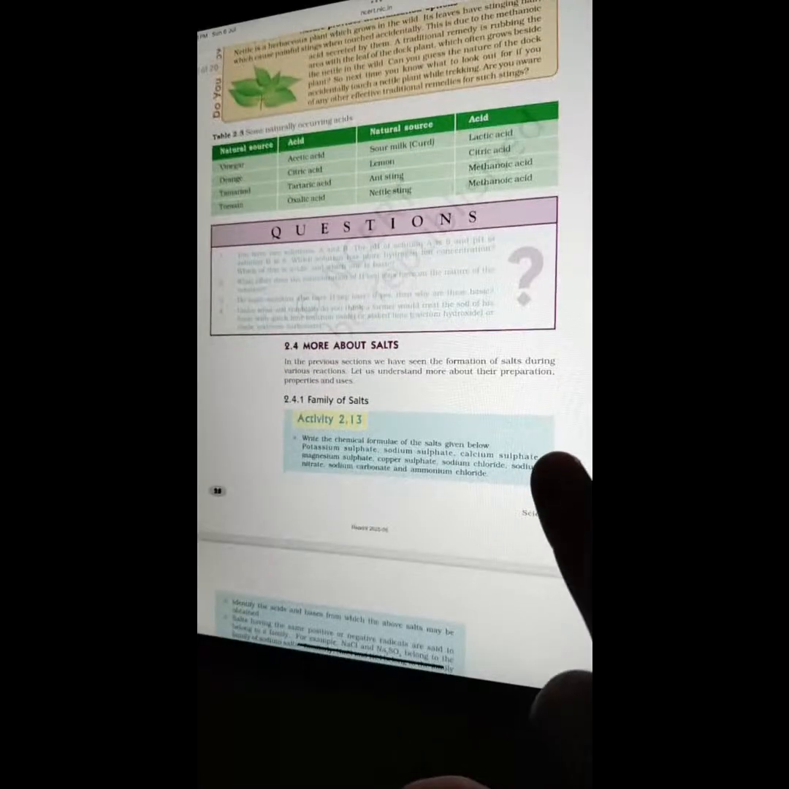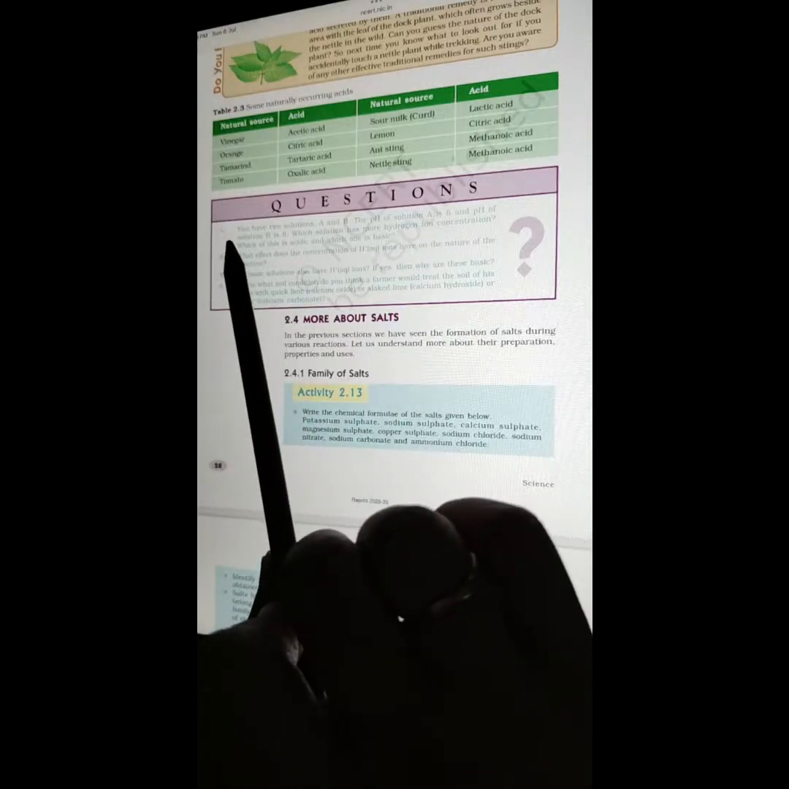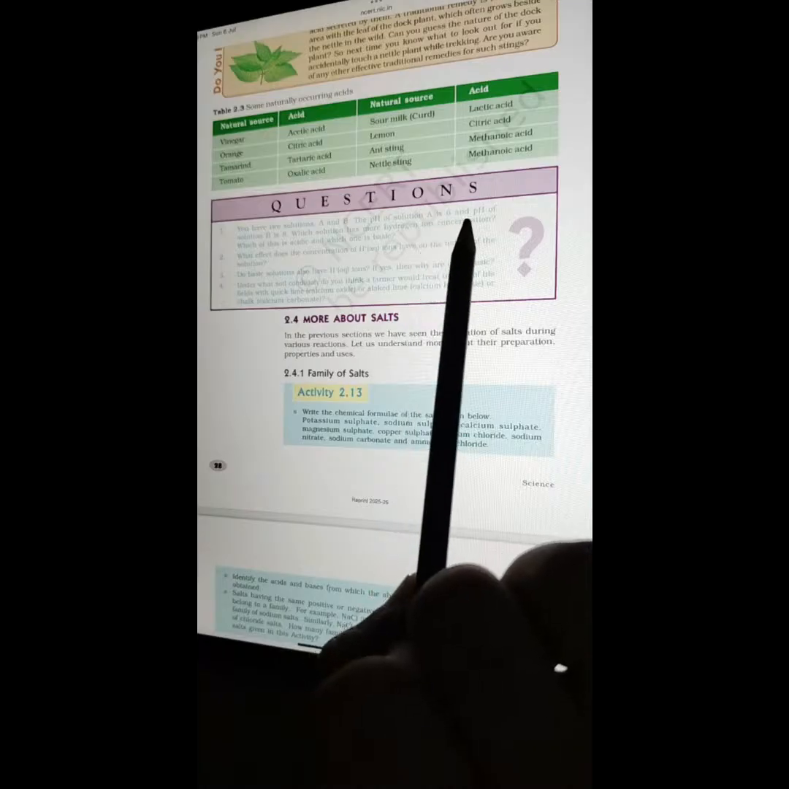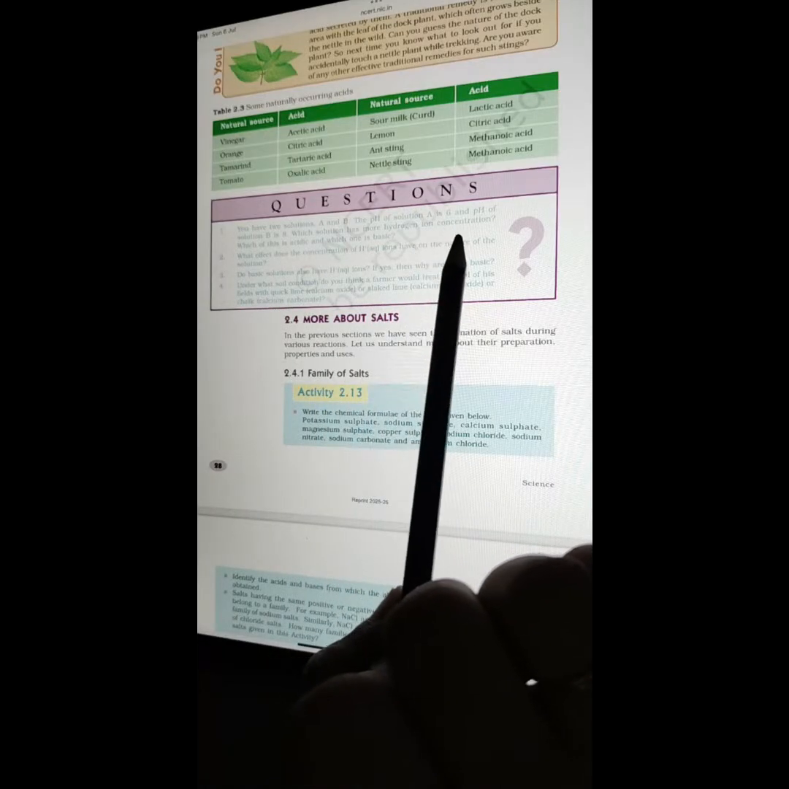In text questions. So there are three questions being seen on the screen. We'll read them once. One, you have two solutions A and B. The pH of solution A is 6 and the pH of solution B is 8. Which solution has more hydrogen ion concentration? Which of these is acidic and which one is basic?